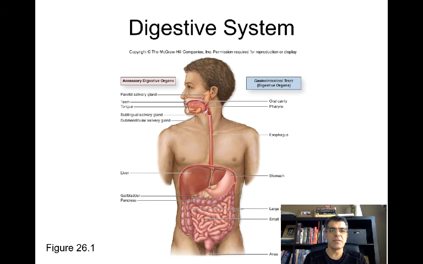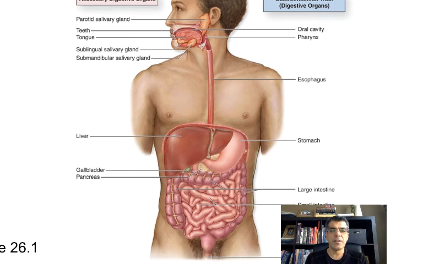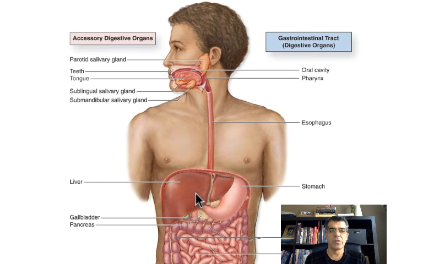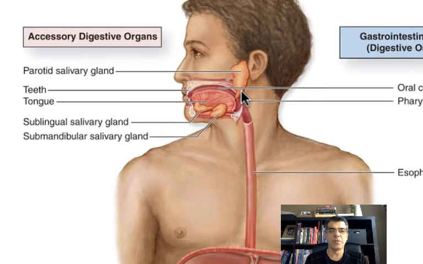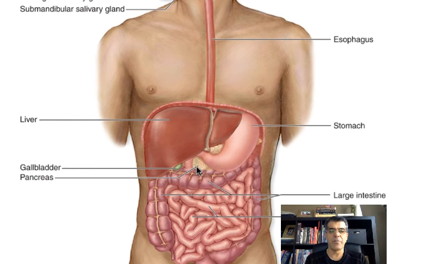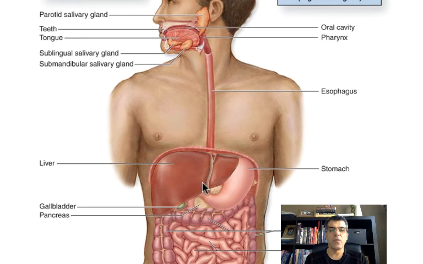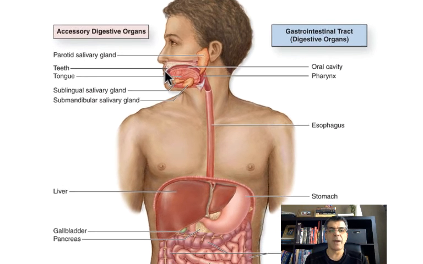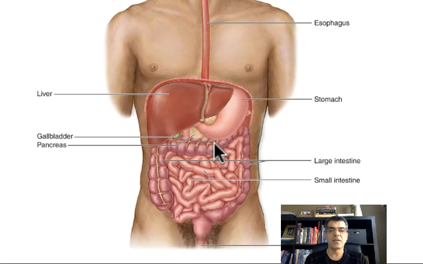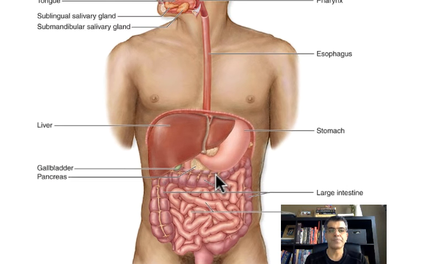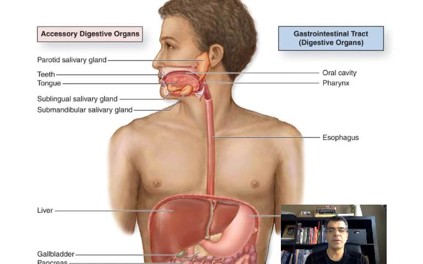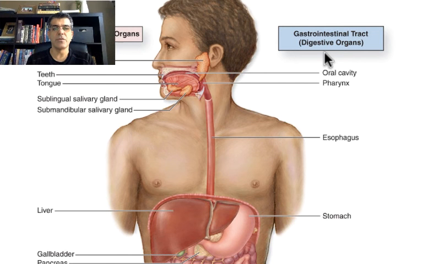Your digestive system is composed of a tube that starts from your mouth and goes all the way to the anus, and also some organs that attach to this tube. For instance, you have salivary gland attached to this tube, you have liver, you have pancreas. So we have a tube that starts from the mouth to the anus, and then some accessory organs. In this side of the picture you can see the tube. In this side of the picture you can see accessory organs. Let's start with the tube.